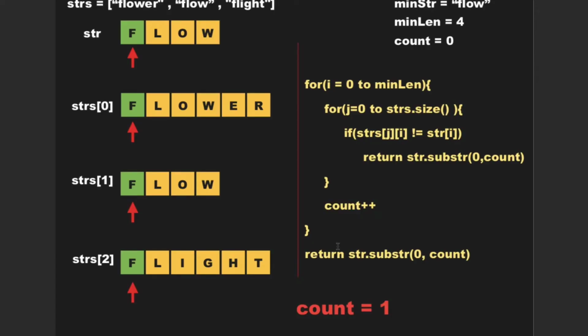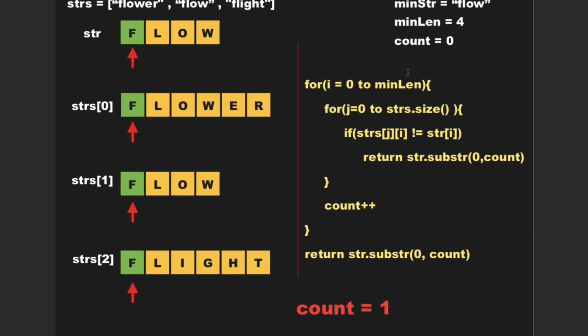Now let's have a look at the approach by considering example 1, which consists of three strings, namely flower, flow, and flight. Initially we need to find the minimum string among these strings, which is flow, and the length of the minimum string is 4. Let's declare another variable count as 0.